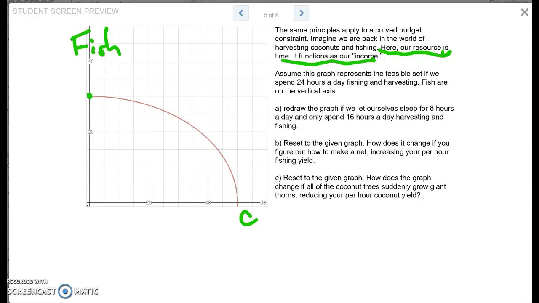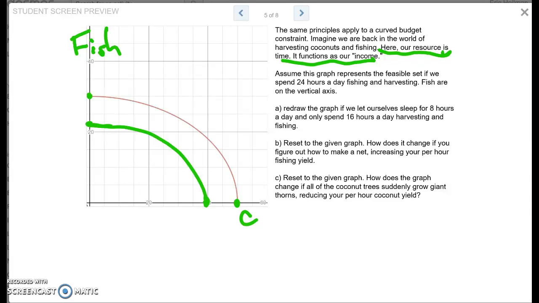So if I'm only spending 16 hours a day instead of 24 hours a day, I'm going to end up being able to catch less fish than I was able to before. Same deal for coconuts. If I only spend 16 hours a day harvesting coconuts instead of 24, I'm going to end up harvesting fewer coconuts in 16 hours. So you get what is analogous to a parallel shift inwards of the budget constraint because you're spending less total hours harvesting.